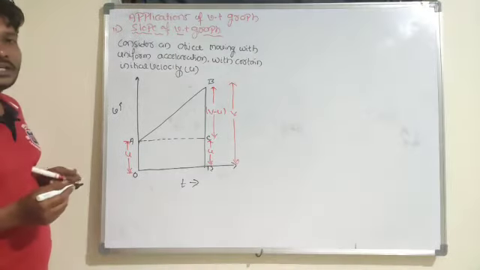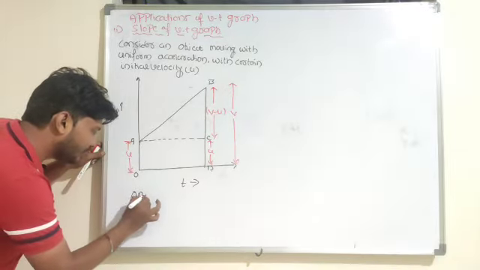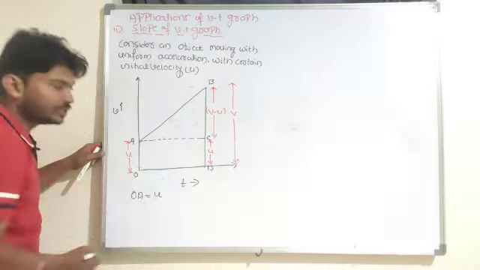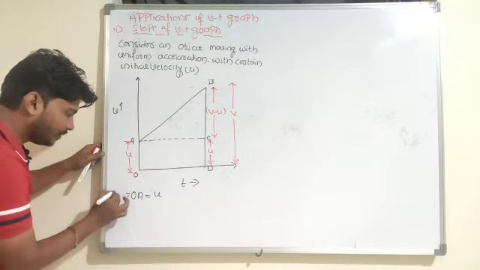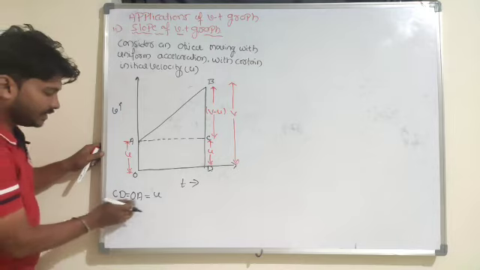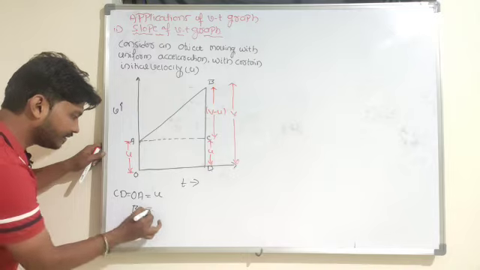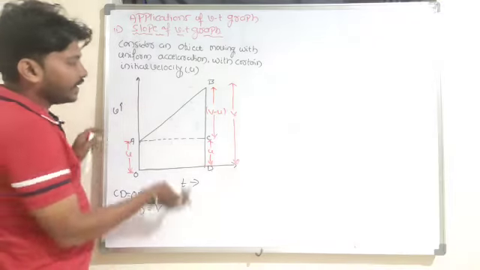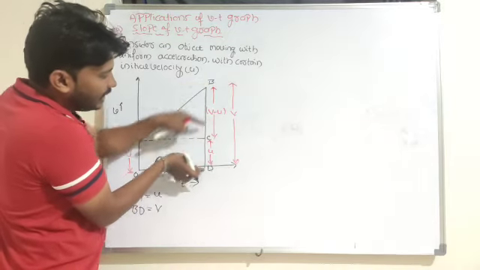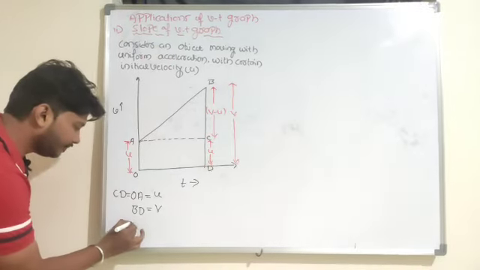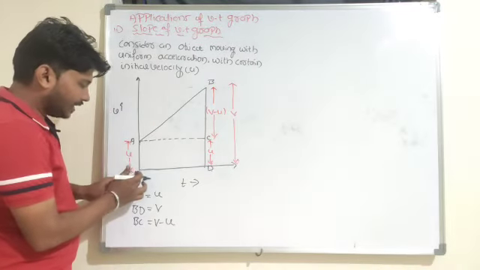Look here, the object is moving with a certain initial velocity, meaning OA is equal to u. OA is equal to CD, the same length, so that is equal to u. And BD is nothing but the final velocity v. Then BC is nothing but BD minus CD, that is v minus u. So BC is v minus u.